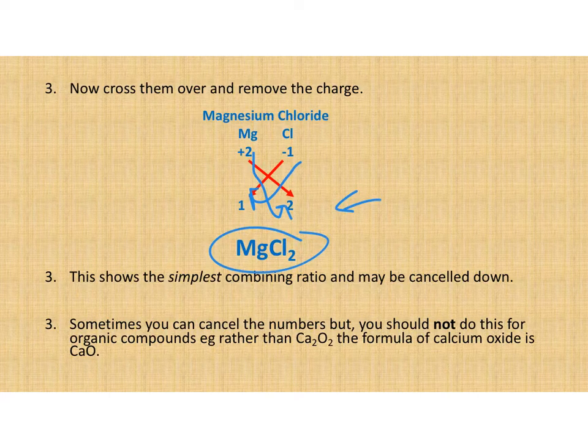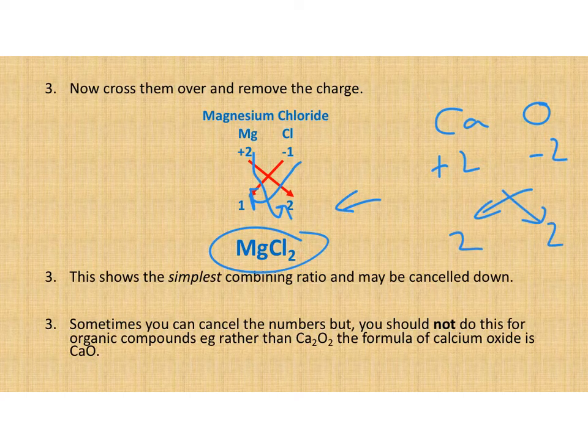But if we'd been looking at, say, calcium and oxygen, the charge on calcium is +2 and oxygen -2. So if you swap those over, it becomes 2 to 2. So the formula would be Ca2O2, which is not the simplest formula we can get. So Ca2O2, you can cancel down to just be CaO, which is the formula of calcium oxide.